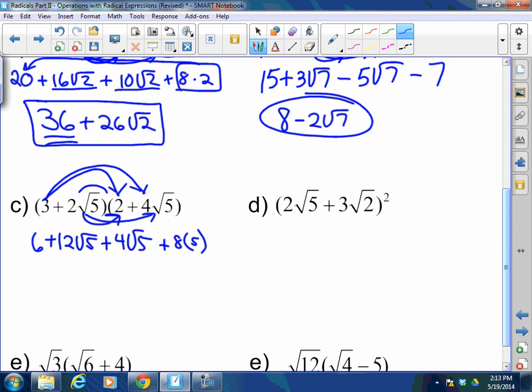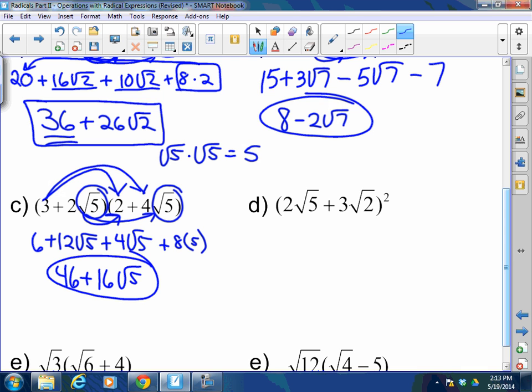Okay. It's not square root of 5 because square root of 5 times square root of 5 is 5. So, 6 plus 40 is 46 plus 16 square root of 5. You see this? Yes? Okay.